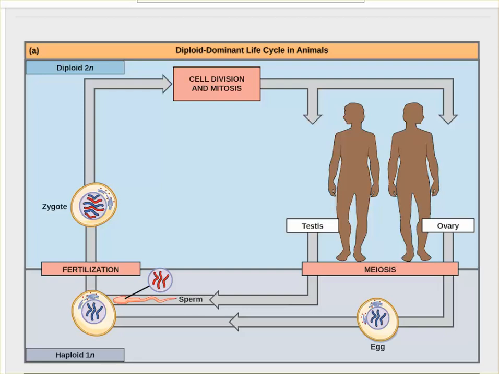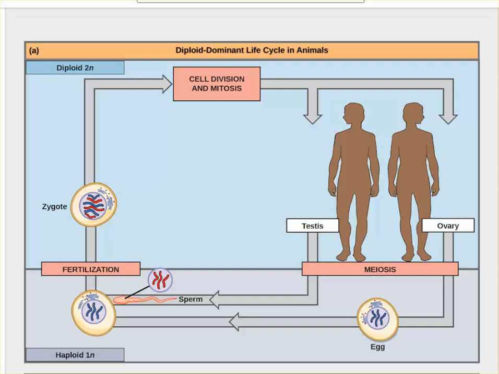Hey everyone, I wanted to walk you through figure 7.2 in your book. So we have a learning objective related to this figure. It's about understanding the human life cycle, or this diploid dominant life cycle, and then being able to compare and contrast that with the other two types of sexual life cycles. So the haploid dominant and then alternation of generations.